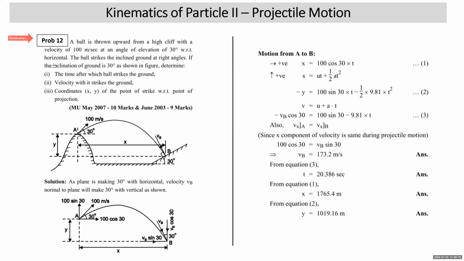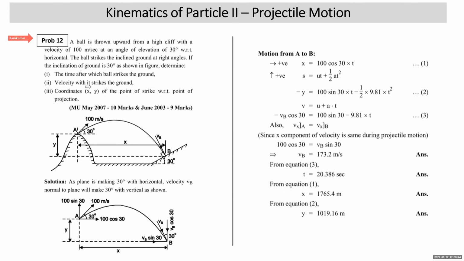Now we have reached problem number 12, student. I'm reading the sum. This is also a problem where you need to understand carefully what is given in the sum and what is asked. The ball is thrown upwards from a high cliff with a velocity of 100 meter per second at an angle of elevation of 30 degrees with respect to horizontal. So you are given the initial velocity and the angle of elevation.